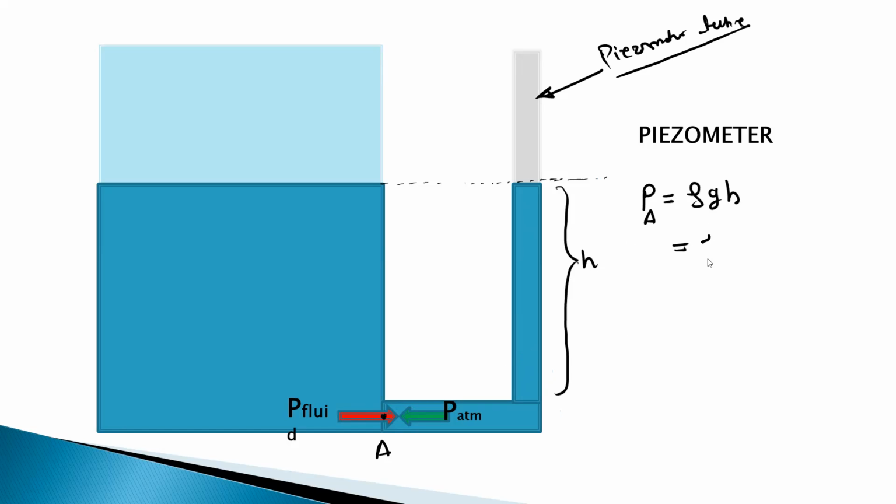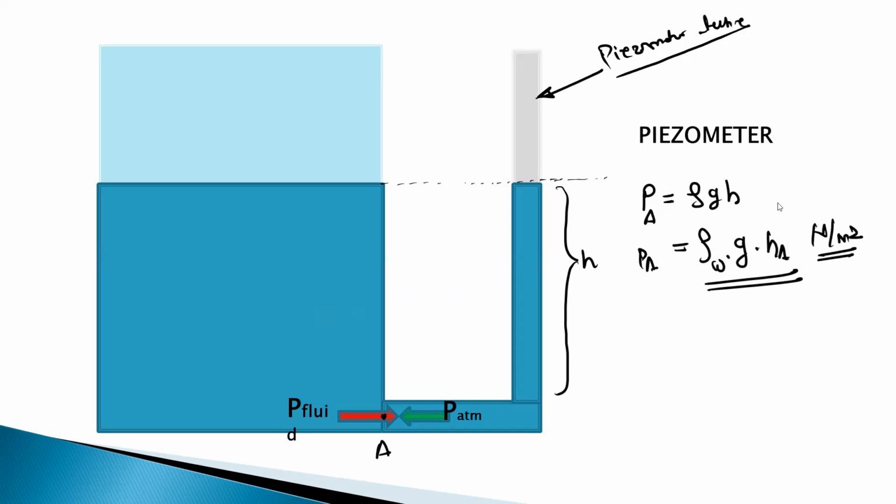So this will be the density of the water. Right now the liquid in this tube is water. Then g is the gravity, into h_A, that is the height above the point A. So by using this formula, we can find the pressure at this point A, and this is in newton per meter square, or the pascal.